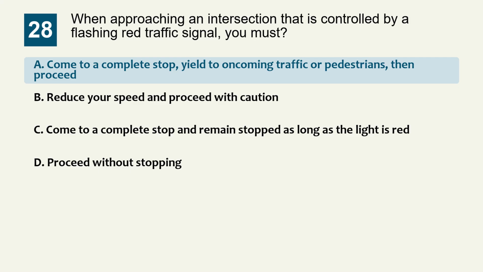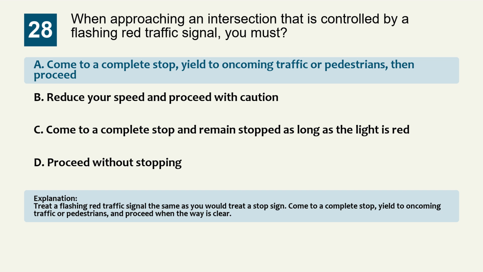The correct answer is option A. Come to a complete stop, yield to oncoming traffic or pedestrians, then proceed. Treat a flashing red traffic signal the same as you would treat a stop sign. Come to a complete stop, yield to oncoming traffic or pedestrians, and proceed when the way is clear.